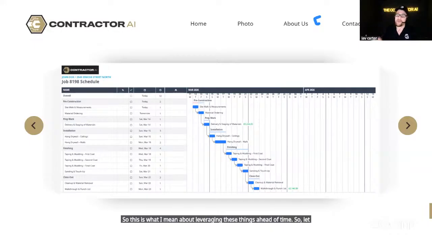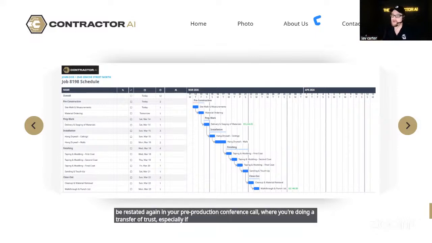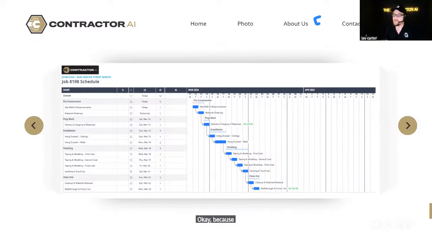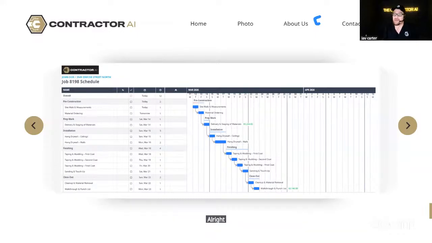So let's take the payment schedule. Again, you would have terms in your contract of when you can stop work and why you can stop work. If they've missed a payment draw, you have the right to stop work. That's going to be in your contract, but you're also going to have that restated again in your pre-production conference call where you're doing a transfer of trust, especially if you're using a project manager. Because a lot of people don't read these contracts well and they don't understand legal language. And that could be argued in court as well.